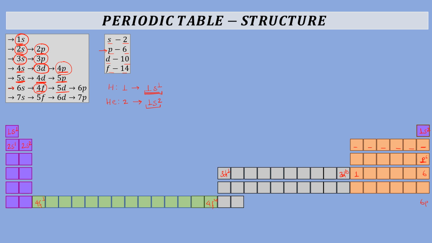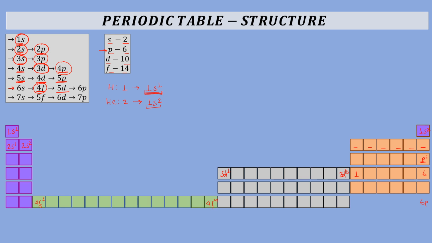Alright, and finally we will complete the 7th row just in the same manner as we have done for all the previous rows, and this will give us the complete structure of the periodic table. Okay, and now we can divide this periodic table into 4 blocks.